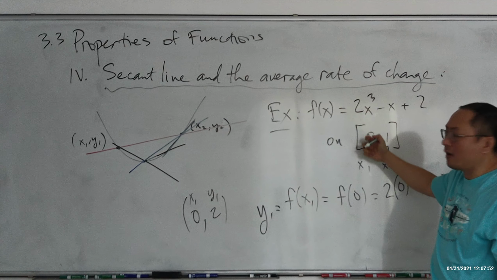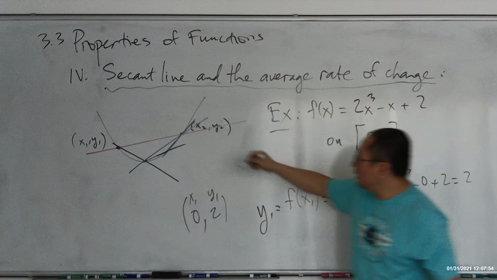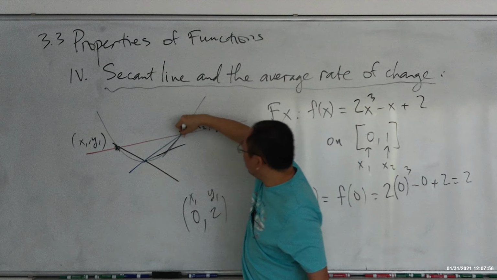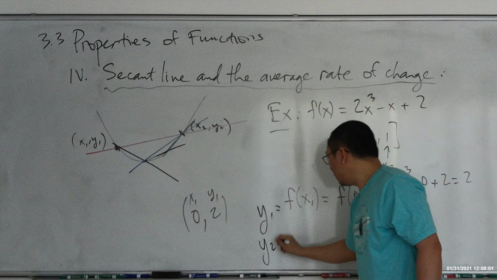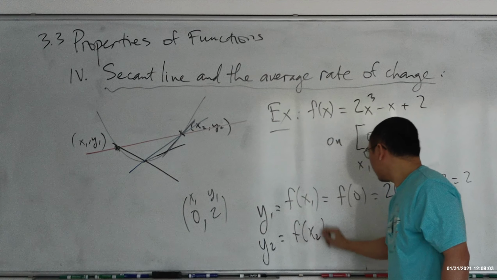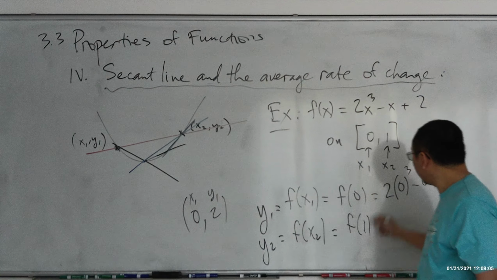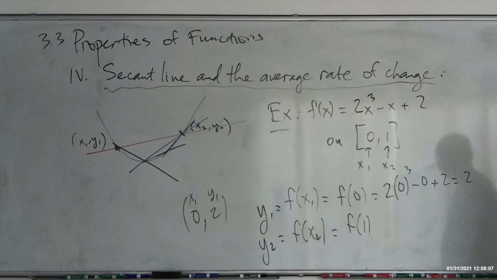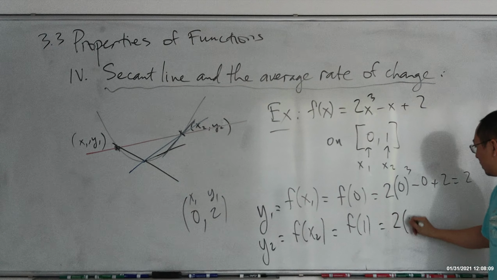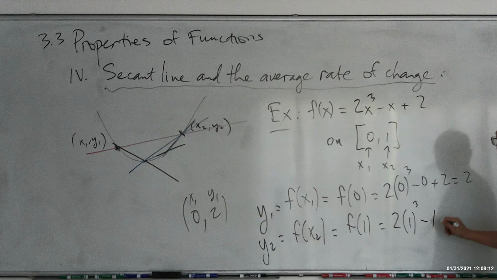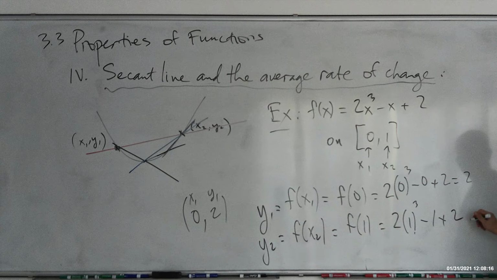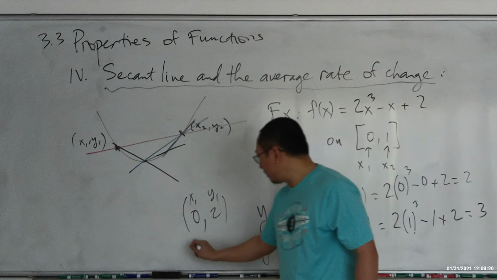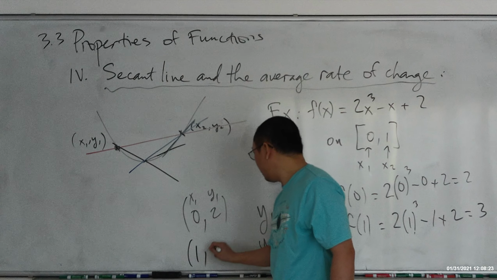They always give you a function and an interval. Then you can calculate the first point and the last point, and then you can apply the formula to find the average rate of change. So y2, which is f of x2, which is f of 1, because x2 is 1, which is 2 times 1 cubed minus 1 plus 2. So let me calculate. This is 1, 2, 4 minus 1 equal to 3. Okay? So you know the second point on the graph will be x is 1, y is 3.